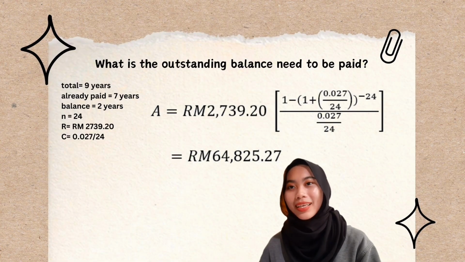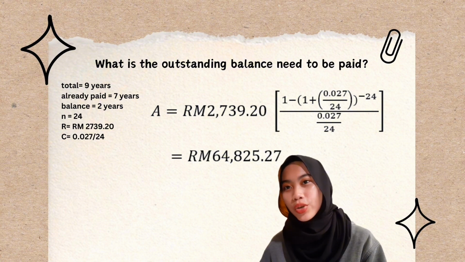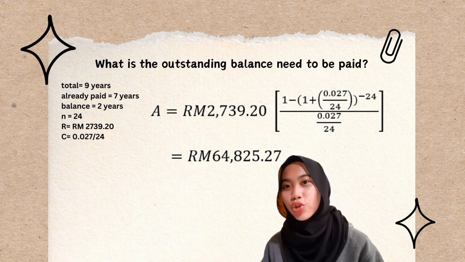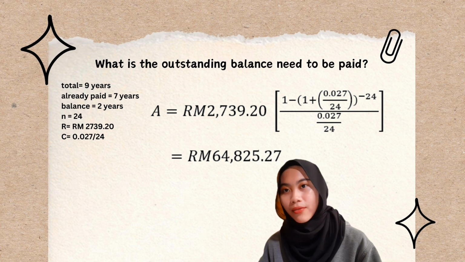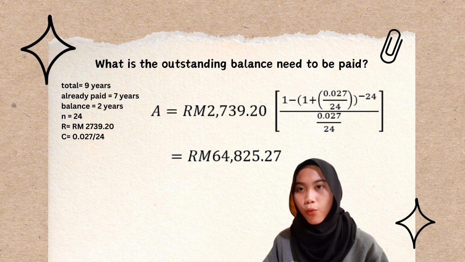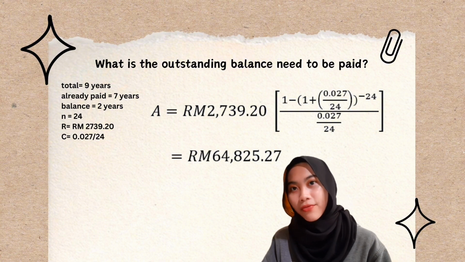So overall, total is 9 years and Isaac already paid for 7 years. And the balance is 2 years, which is 9 years minus 7 years. And N equals to 24. It is because the balance is 2 years. So 1 year is equals to 12, N equals to 12, while the 2 years N equals to 24.